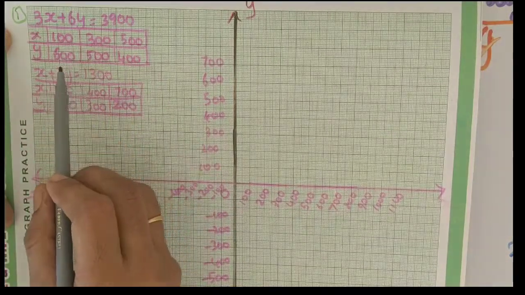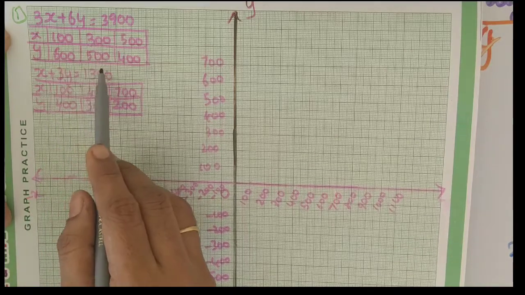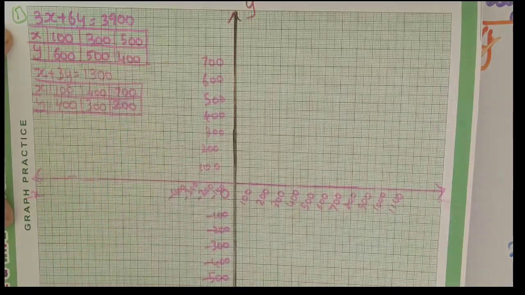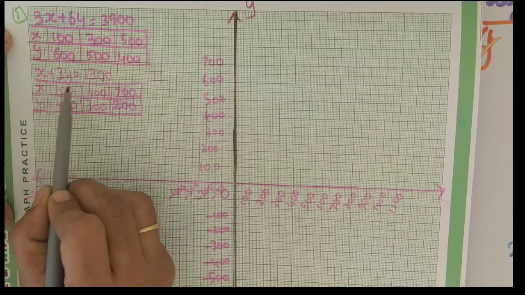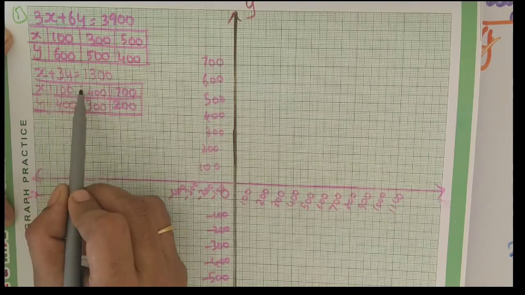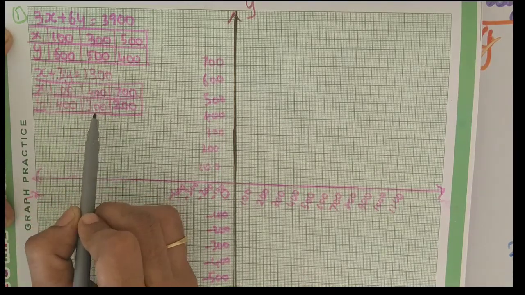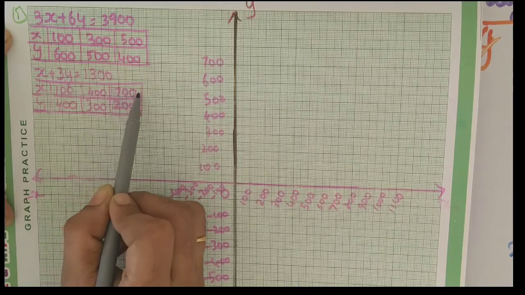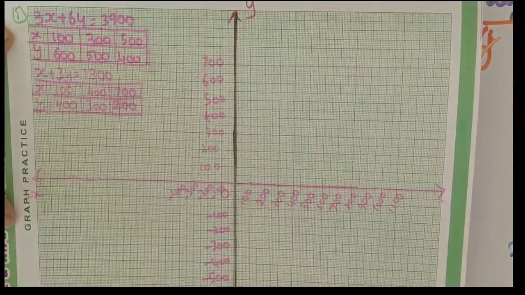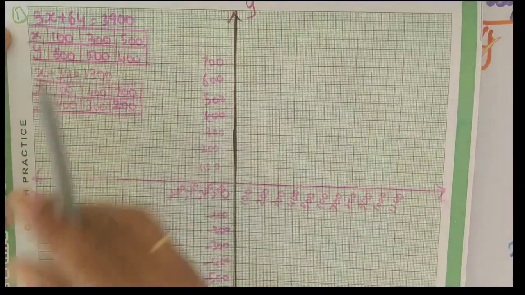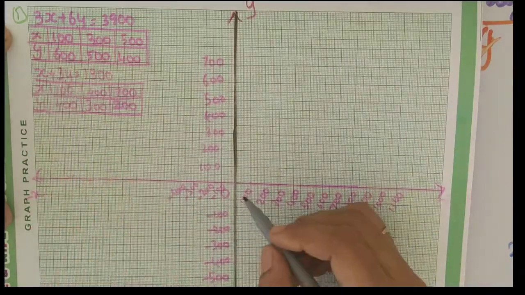That is, when x is equal to 100, y is equal to 600. When x is equal to 300, y is equal to 500. When x is equal to 500, y is equal to 400. Next we have taken the second equation and we have written the solution table. When x is equal to 100, 400 and 700, y is equal to 400, 300, 200 respectively.